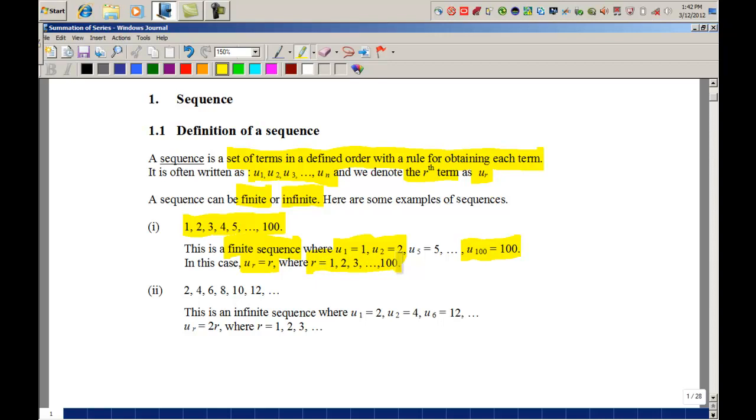In the next part, you see a sequence of numbers 2, 4, 6, 8, 10, 12 onwards. Now this is an infinite sequence. U1, the first term is 2, second term is 4, and so on. And if we want to write down the general term, UR, we can write it down like this. UR is 2R, where R is 1, 2, 3 onwards.